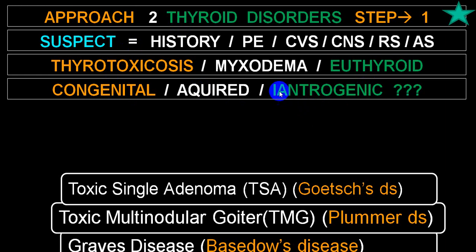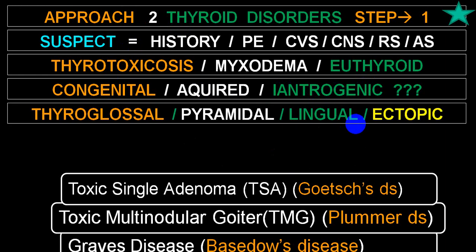Sorry, this spelling is wrong. It should be and should not be there. Yes, on examination you can find out whether there is a thyroglossal cyst, an enlarged pyramidal lobe, any lingual lobes, or a suspected ectopic thyroid gland by doing Plummer-Burton test.